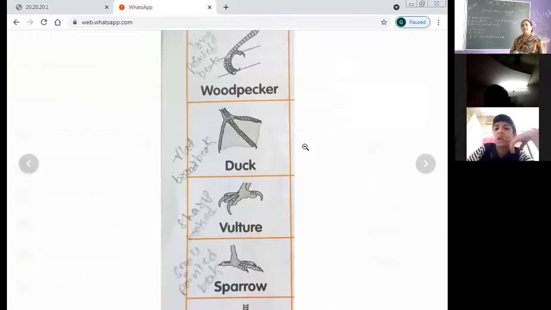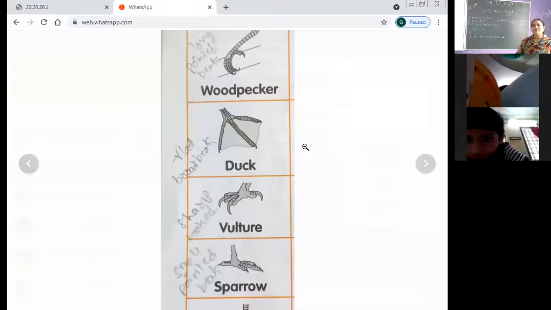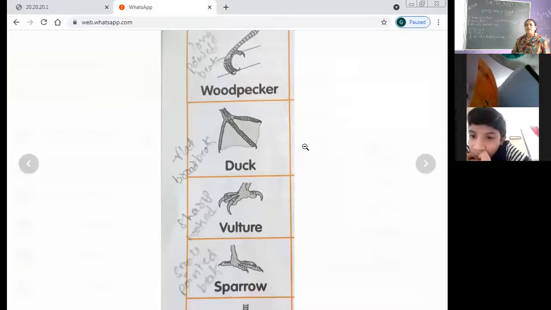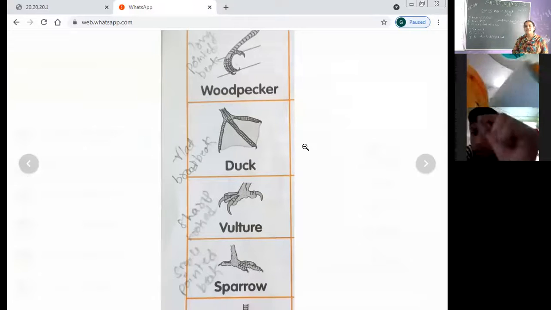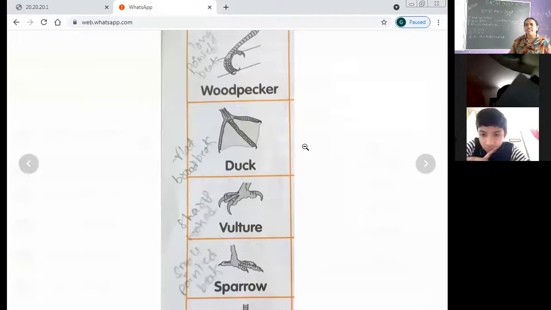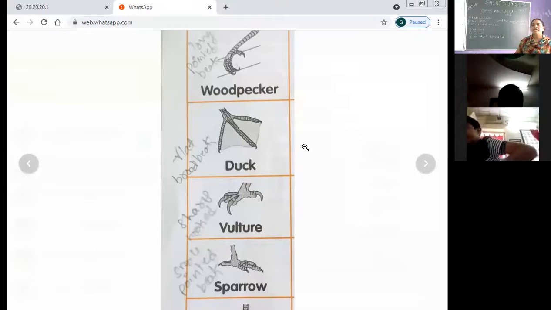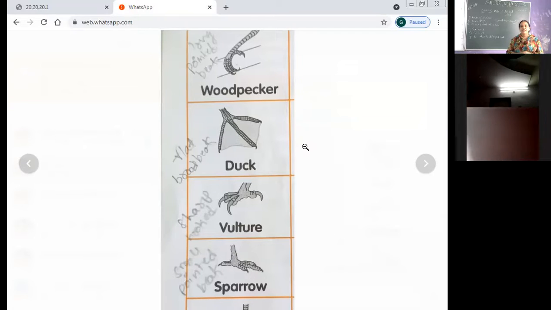Why does the duck have webbed feet? What is the use of webbed feet? The birds which live in water have webbed feet. They swim in water, and the webbed feet help the duck to push back the water.